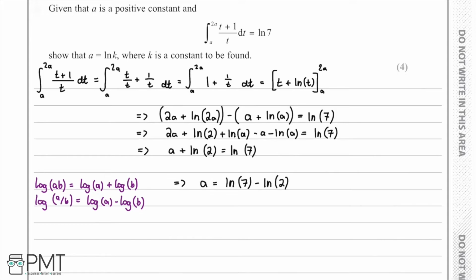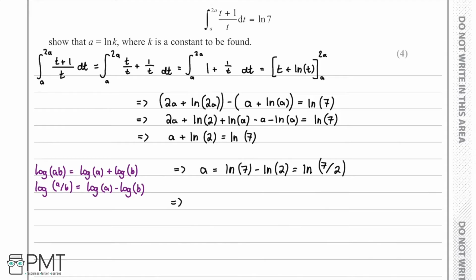And then we can now use the law of logarithms again. Recall that log a minus log b is equal to log of a over b. So this means we can rewrite ln of 7 minus ln of 2 as ln of 7 divided by 2. So this now looks quite like what we're aiming for. So a is equal to ln of 7 over 2. And we can rewrite this as a is equal to ln of k, where k is equal to 7 over 2. So this is us reached the end goal. We've solved the constant k.